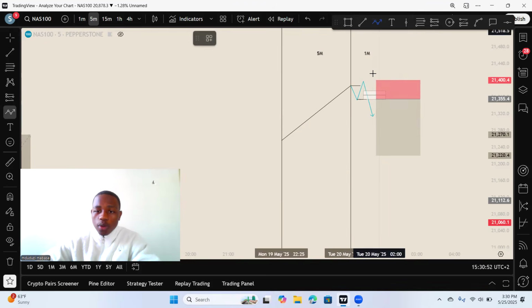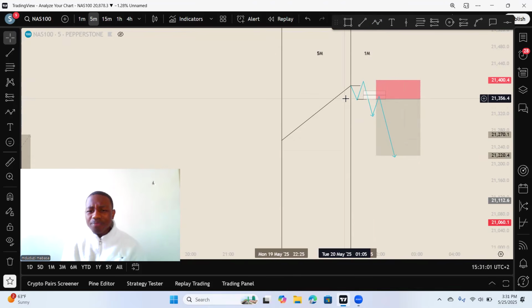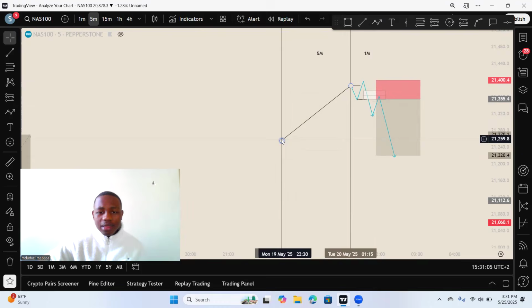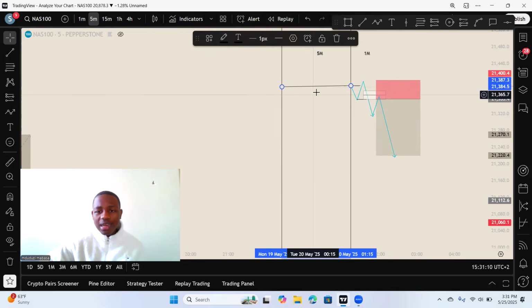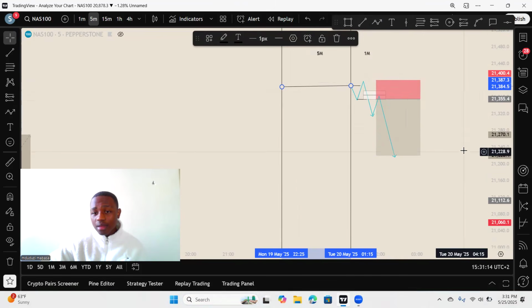Then you wait for the market to tap you in, then drop. As simple as this, gents. So there's nothing difficult here. Or even let's just say the market is consolidating like this. Even if the market is consolidating like this, you just wait for the same movement. Then you enter the market.